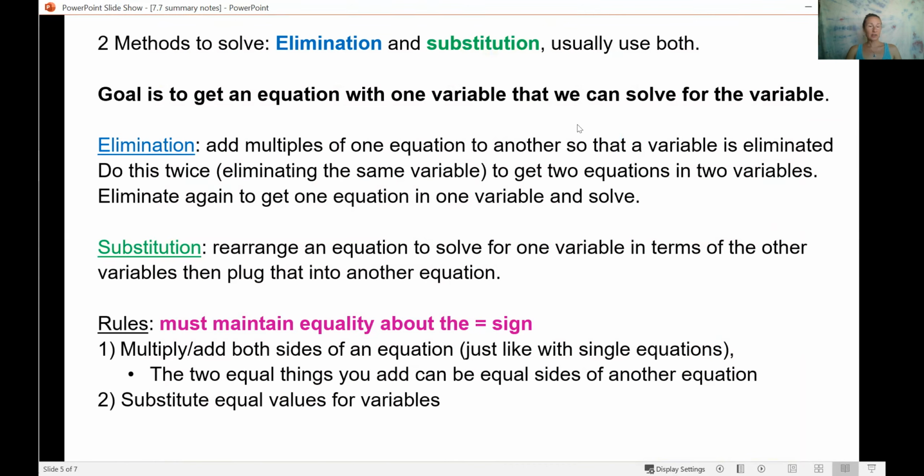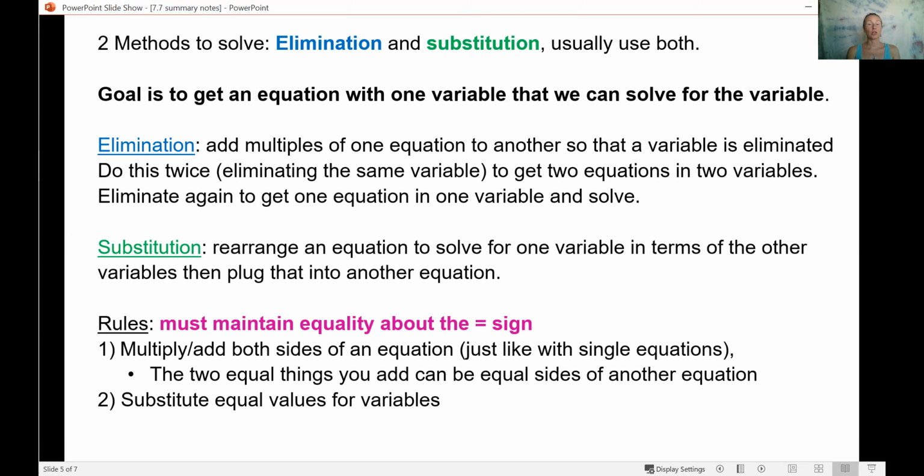Before we get started on that first example, let's talk about how we're going to tackle this problem. We want to figure out the values of X, Y, and Z that make all three of those equations true at the same time. We have two methods that we use, and a lot of times we're going to use both of them at the same time. You can use them interchangeably. One is called elimination, and the other is called substitution.